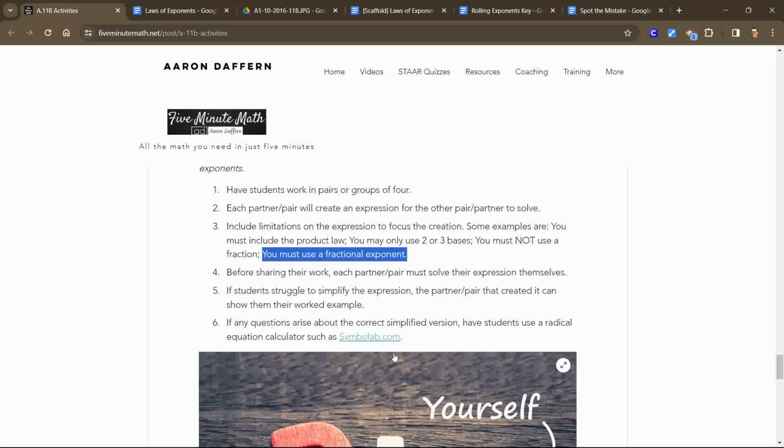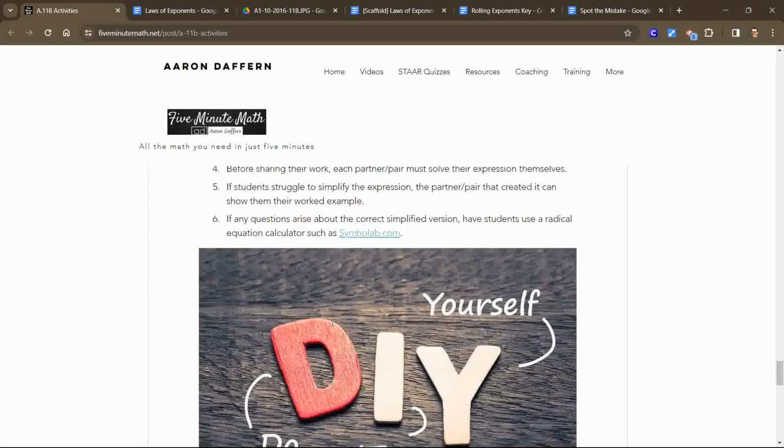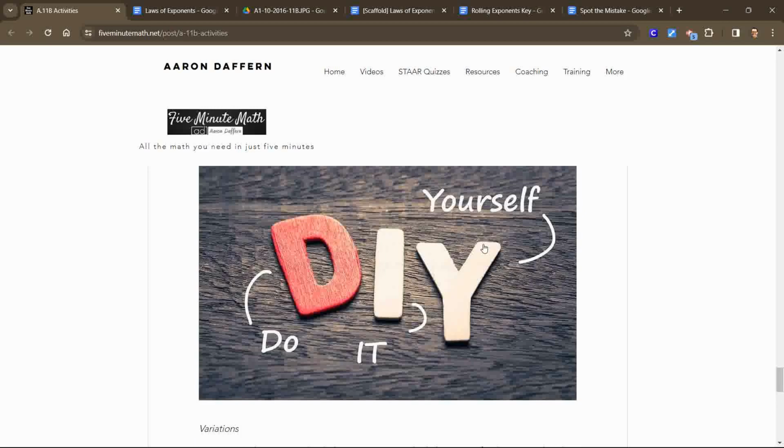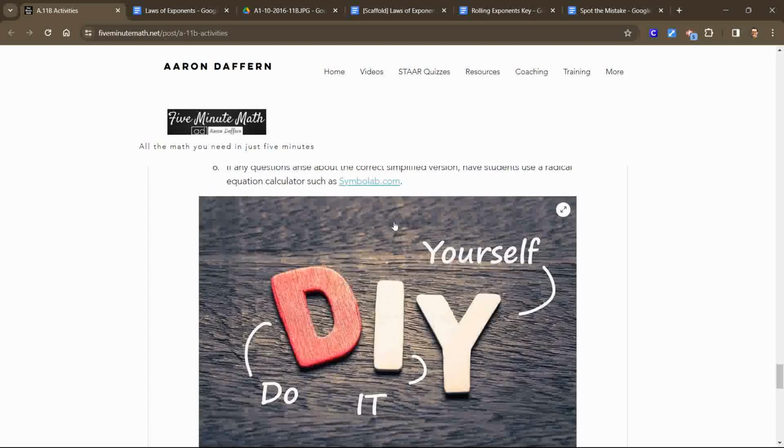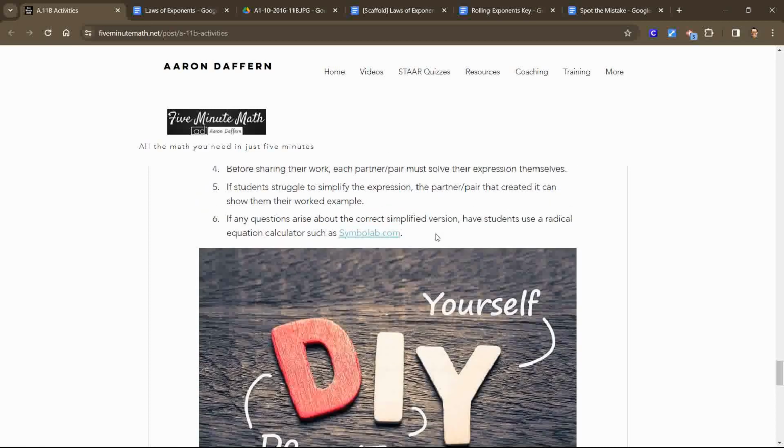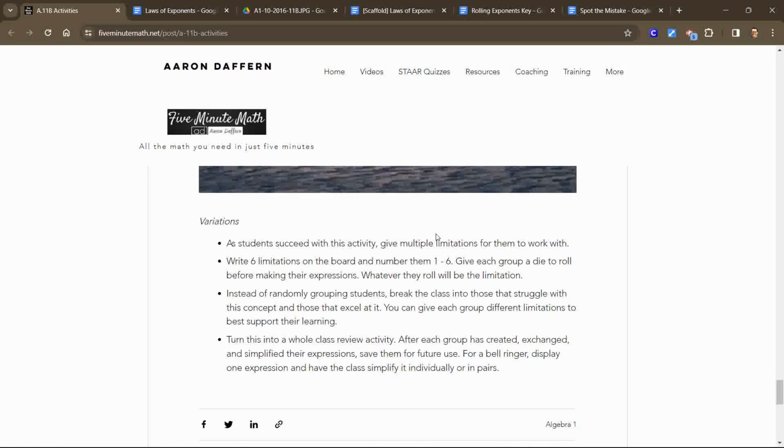Now, there's going to be some students that get all turned around. They're not really sure how to solve it. You can use a radical equation calculator such as symbolab.com. They can just type it in and it will show them the correct answer with the steps listed out there. So this is something that you could just walk around and facilitate and give feedback, and you don't need to run around trying to solve every single problem if they have symbolab.com as a resource. So variations.